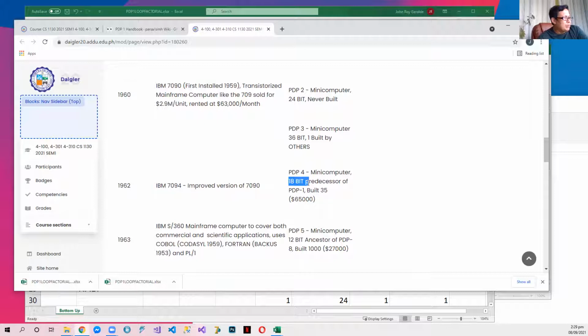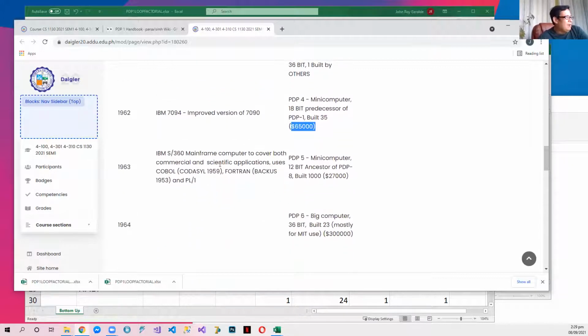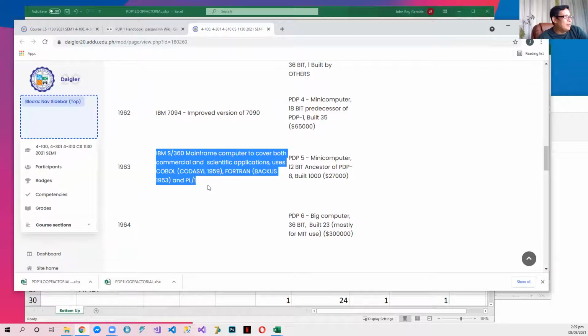It's also an 18-bit processor, like the PDP-1. It's a cheaper version. They built 35 and they sold it only for $65,000. It's still a lot, but compared to the 3 million, there's a big difference. And the PDPs are easier to program. Remember, the PDPs are easier to program because they have uniform instruction and data length.